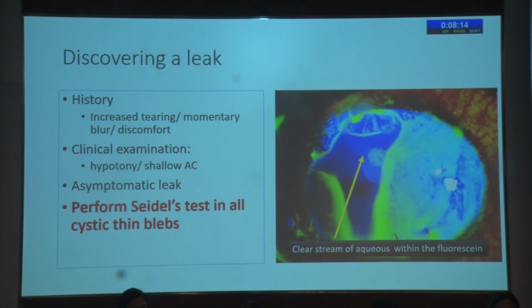So it is always prudent to perform a little test in all cystic blebs when we see them. That is very simple, putting a wet fluorescein strip on the conjunctiva, and we can see a clear stream of aqueous within the fluorescein if the bleb is leaking easily. But many times, if you suspect a leak, you can press a little to see the stream.